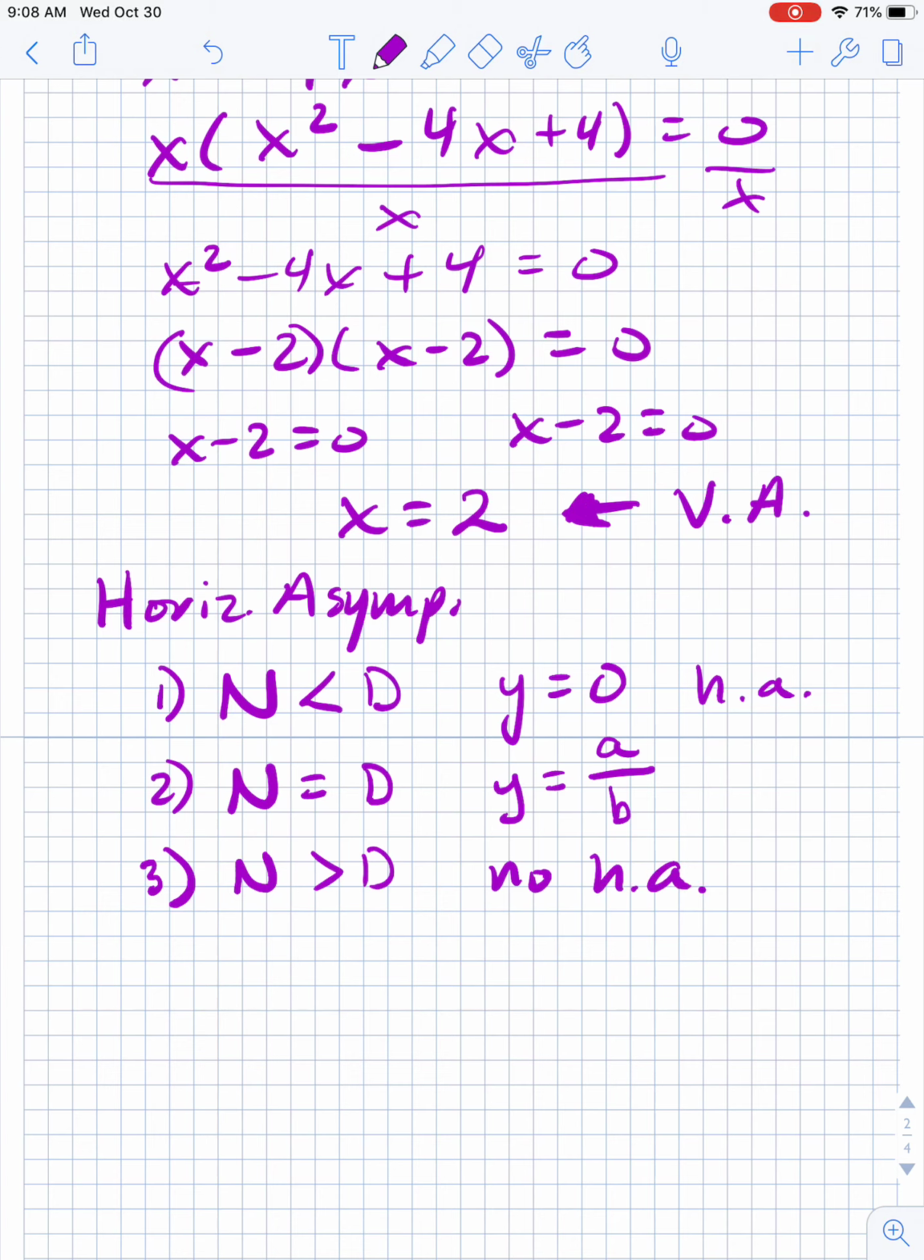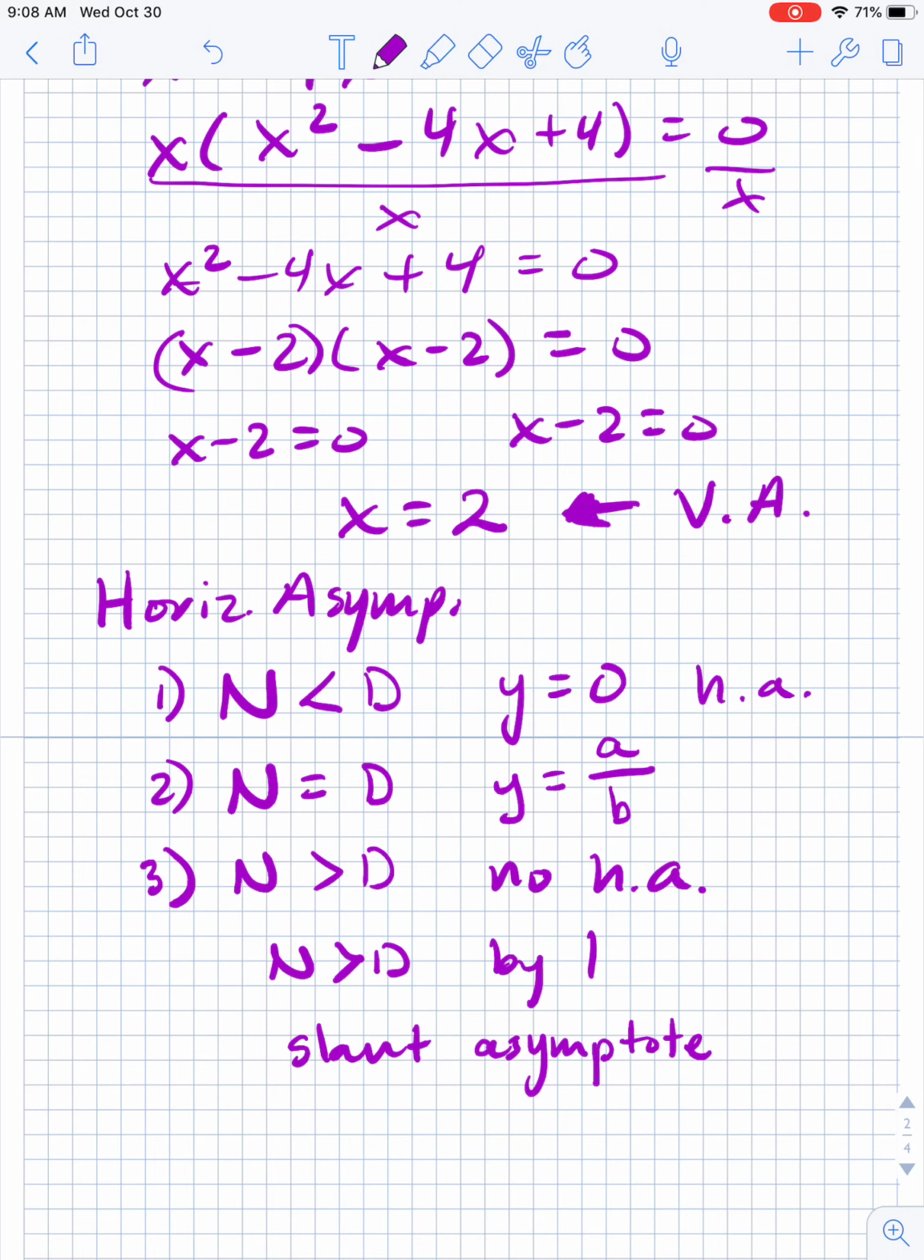There is a special situation where if n is greater than d by 1 degree, you're going to have a slant asymptote, and I will give you guys an example of this after I'm done with our current example.